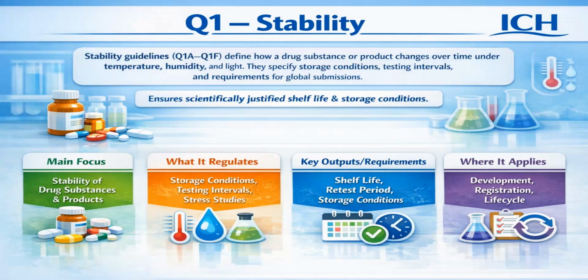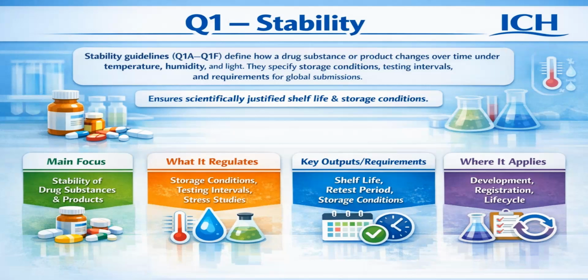Stability. Stability guidelines Q1A through Q1F define how a drug substance or product changes over time under temperature, humidity, and light. They specify storage conditions, testing intervals, and requirements for global submissions. ICH. They ensure manufacturers establish a scientifically justified shelf life and storage conditions.